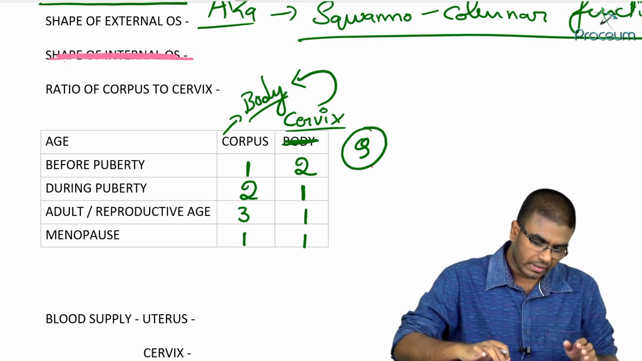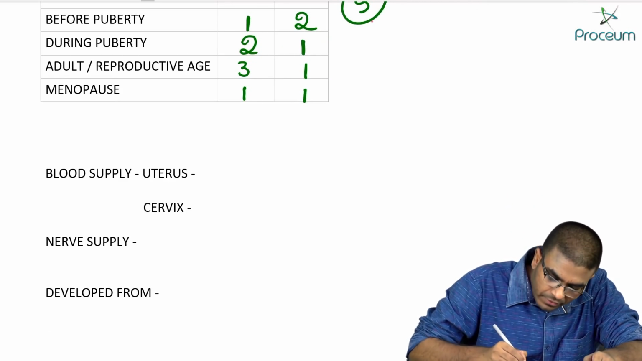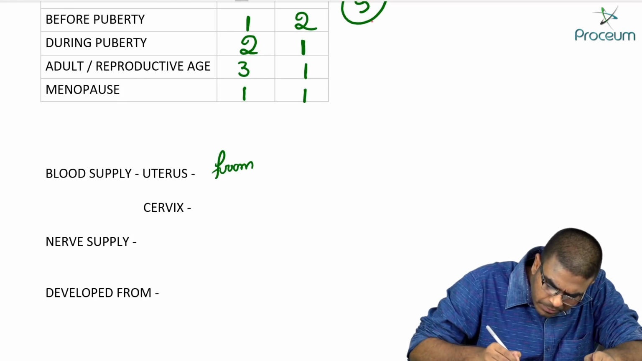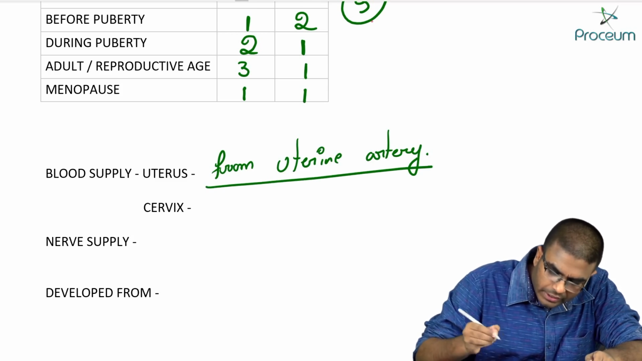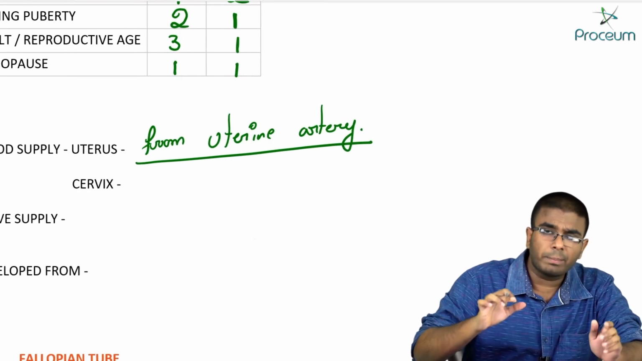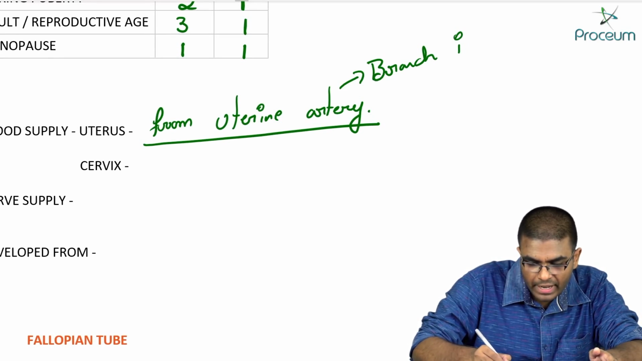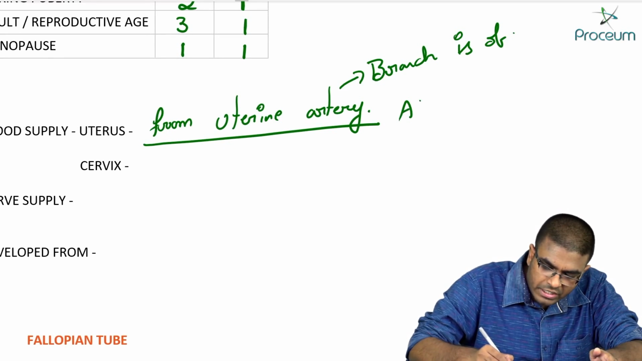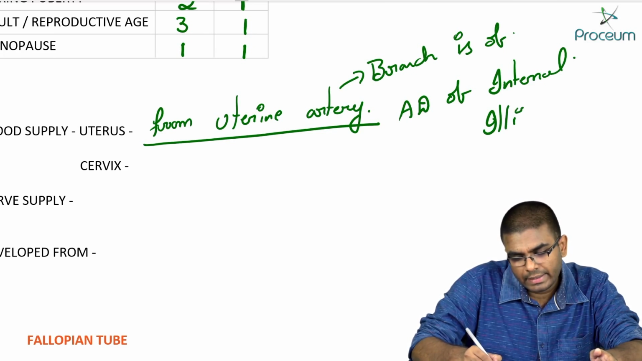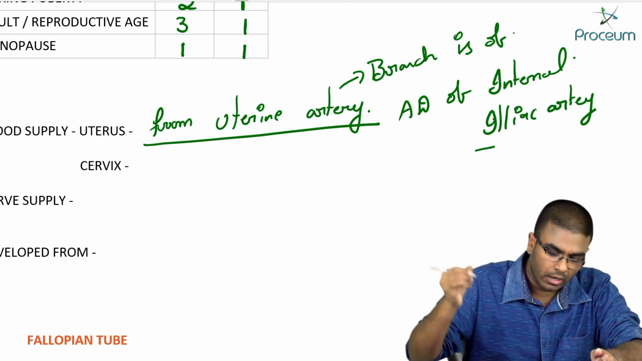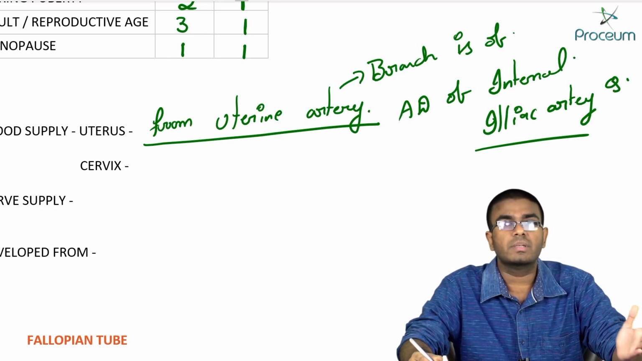Now after that, blood supply to the uterus. Uterus gets its blood supply from the uterine artery. Now, a very famous, repeatedly asked question: uterine artery is a branch of the anterior division of the internal iliac artery, which gives the blood supply for the uterus.